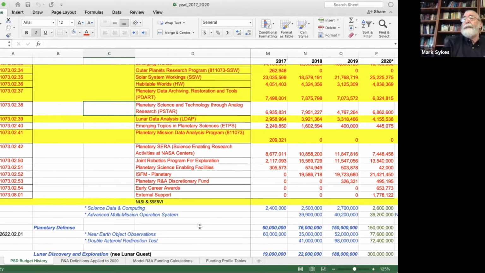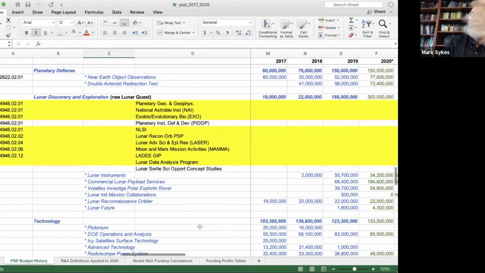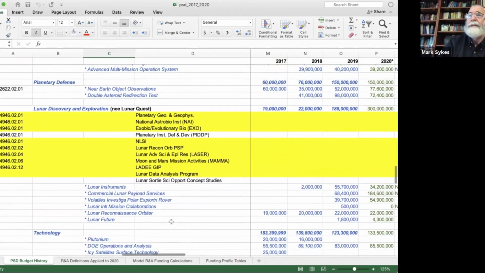Now I should say that, okay, well, I'll continue on here. So there's lunar programs, not much right now in terms of funding, and technology, which I don't include.